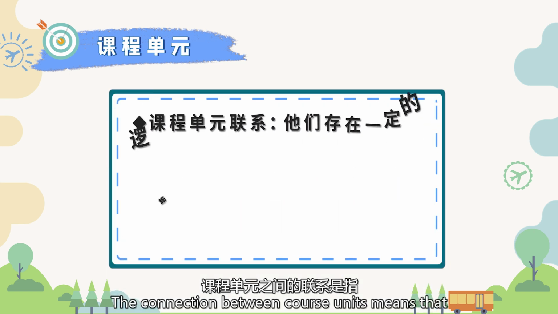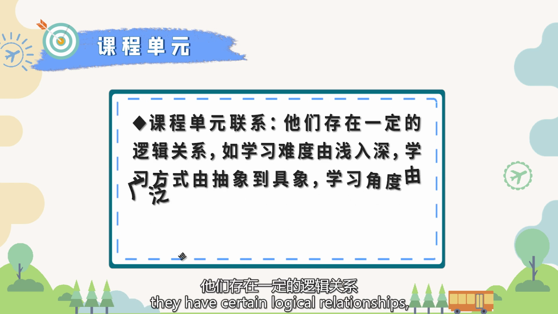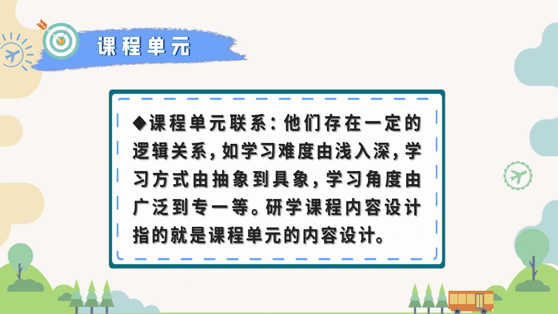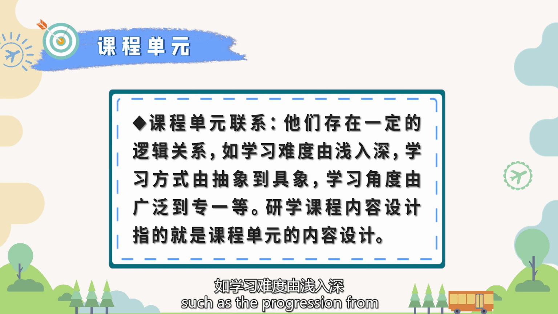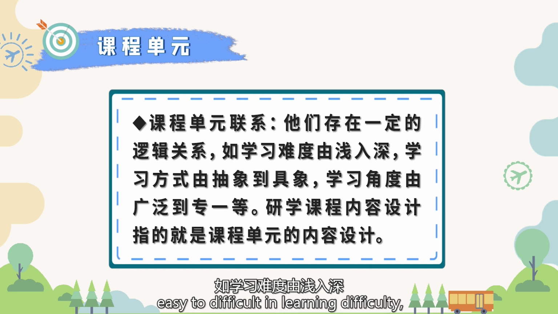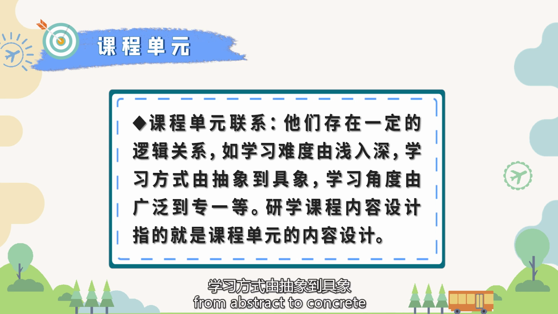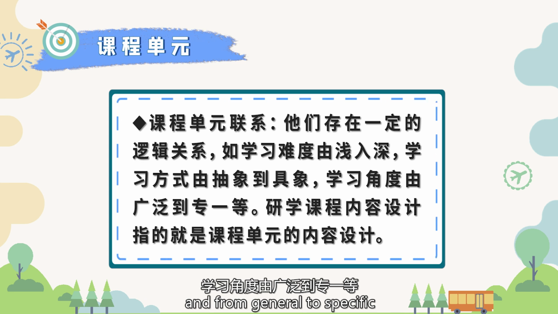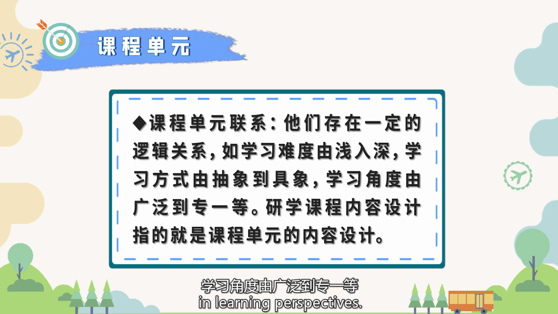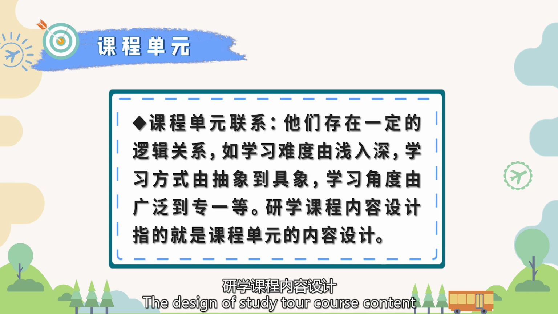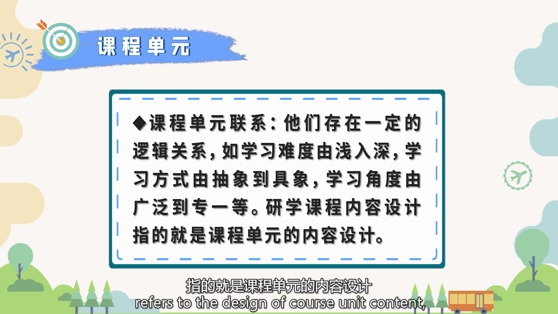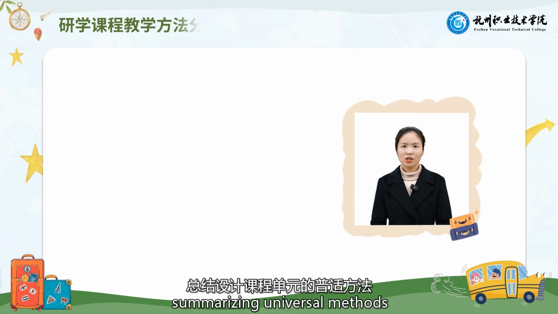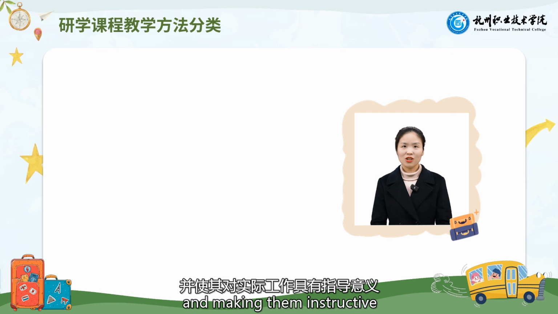The connection between course units means that they have certain logical relationships, such as the progression from easy to difficult in learning difficulty, from abstract to concrete in learning methods, and from general to specific in learning perspectives. The design of study tour course content refers to the design of course unit content, summarizing universal methods for designing course units and making them instructive for practical work.